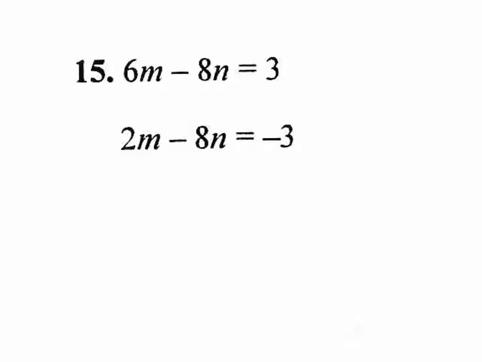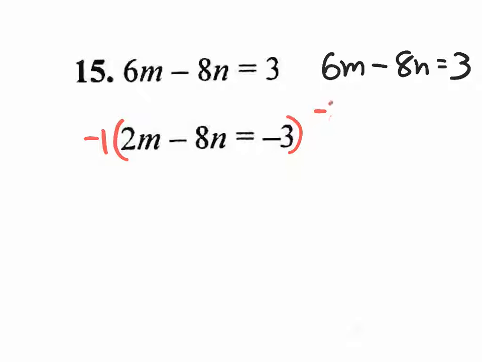So if I wanted to cancel out either m's or n's, which one would be easier? Canceling out n's would be easier. All you have to do is multiply the bottom equation by a -1. So the top equation you'd leave the same, 6m minus 8n equals 3. The bottom equation will change to a -2m, a positive 8n equals positive 3. Hopefully everybody's keeping up with me here.